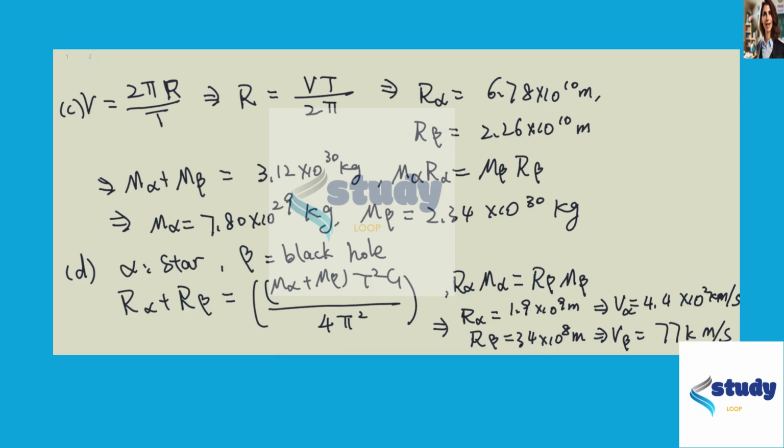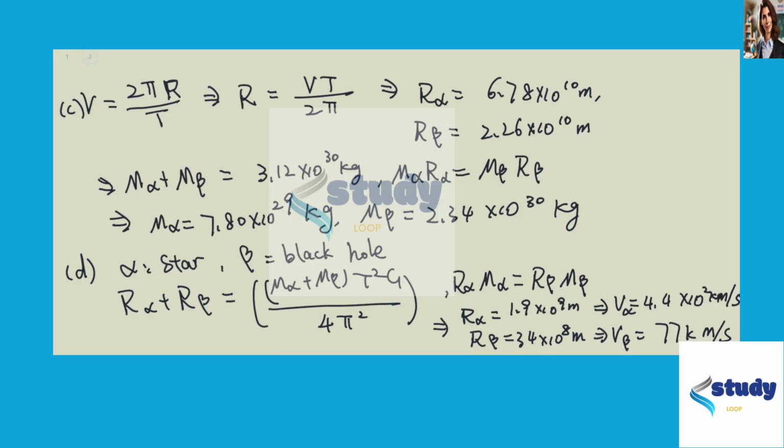So for question 3, we know the velocity and we know the period, right? So we have this equation that velocity is equal to the circumference 2 pi r divided by the period. So we can find the radius of the two stars. We plug in the numbers, and we have the values of r alpha and r beta.